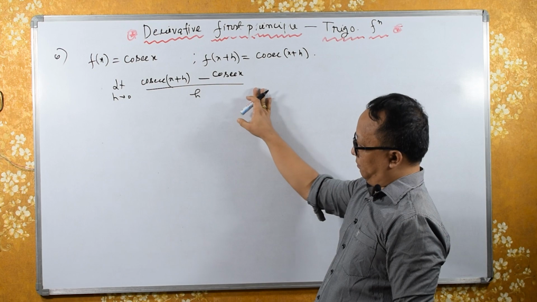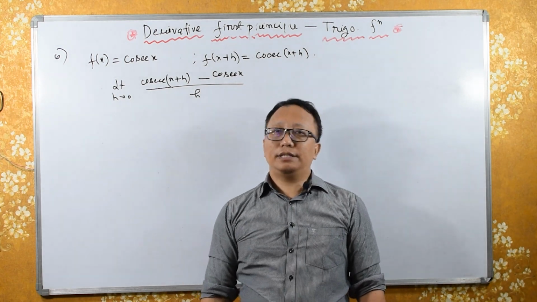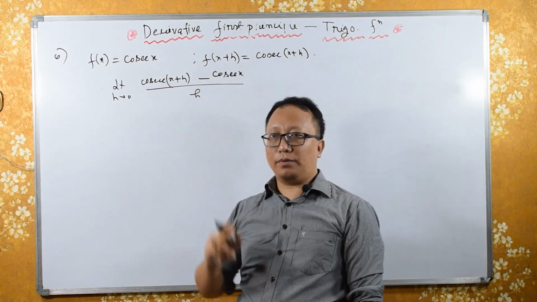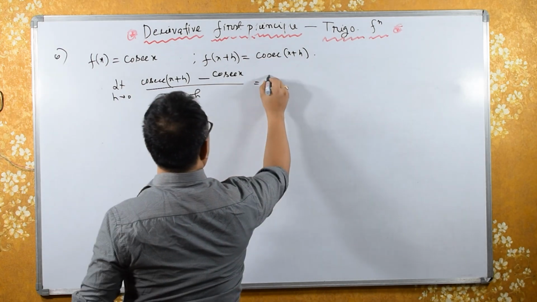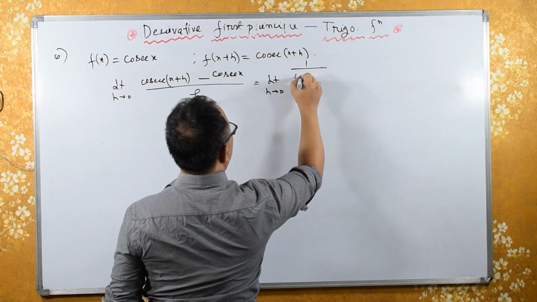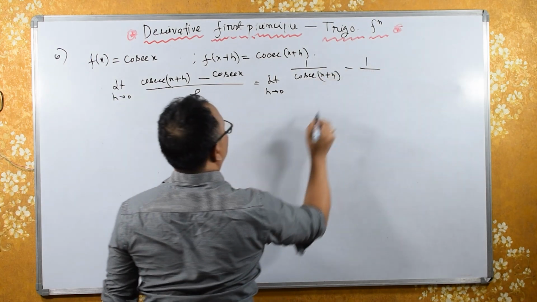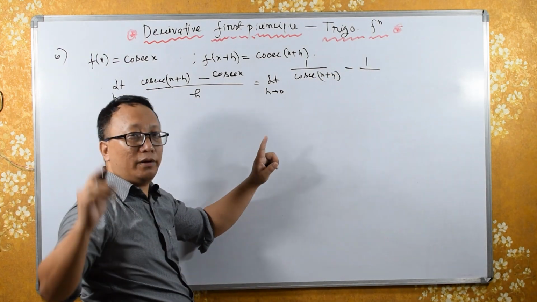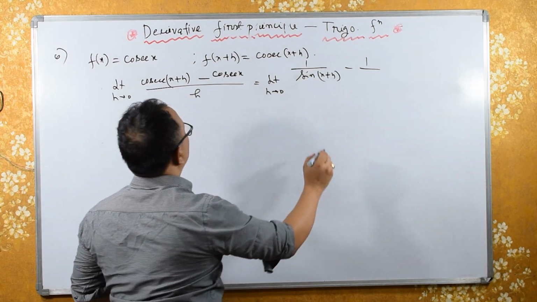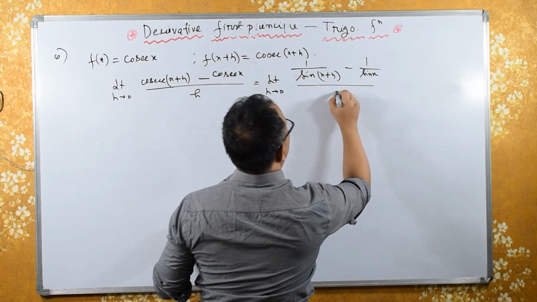Now I told you before, whatever trigonometric functions you have, you bring them into sin x or cos x. Since cosec x is 1 upon sin x, instead of cosec x, I can write 1 upon sin x. This is the same as limit of h tends to 0, 1 upon sine of x plus h minus 1 upon sine of x, upon h.